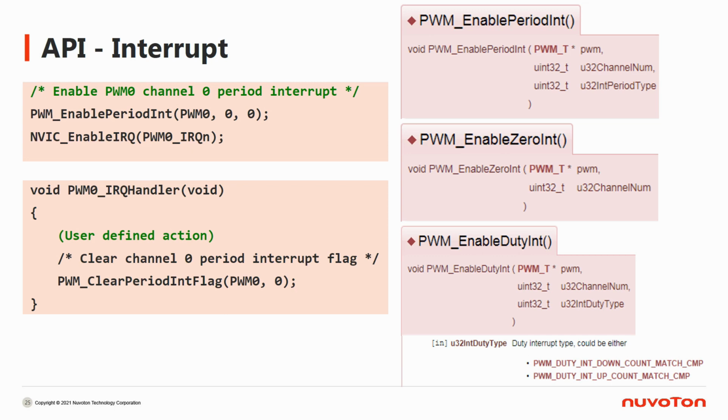Duty interrupt type could be either PWM Duty Interrupt Down Count Match Comparator, which means interrupt will be triggered when comparator is matched during counting down, or PWM Duty Interrupt Up Count Match Comparator, which means interrupt will be triggered when comparator is matched during counting up.